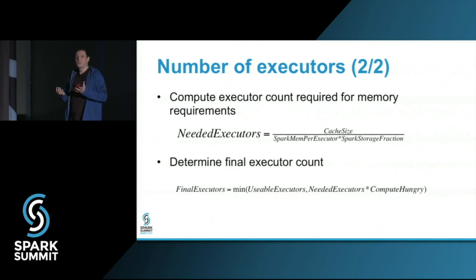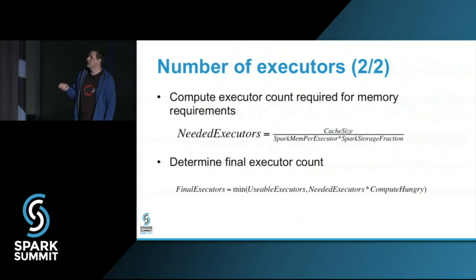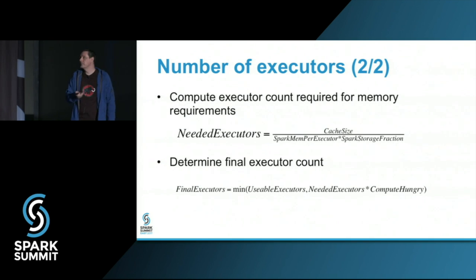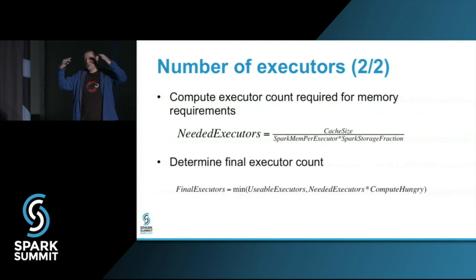How many executors do we actually want to use, though? We don't necessarily want to leverage all of them straight out of the box. So what we can do here is leverage the RDD size or cache size that we computed earlier on, and divide that by the amount of memory that each executor has dedicated to RDD storage. This gives us the number of executors needed to keep the relevant data in memory without spilling. Then we can use that value to figure out the final executor count.